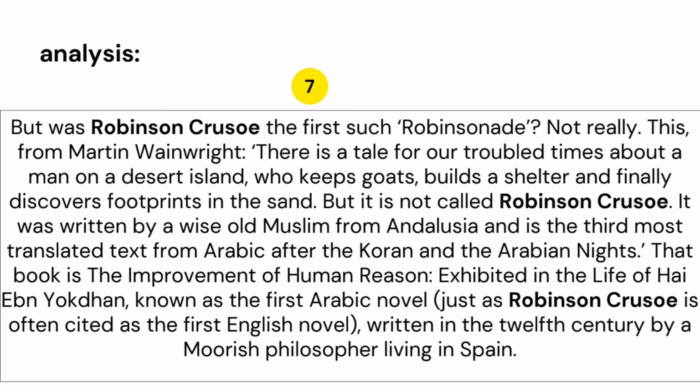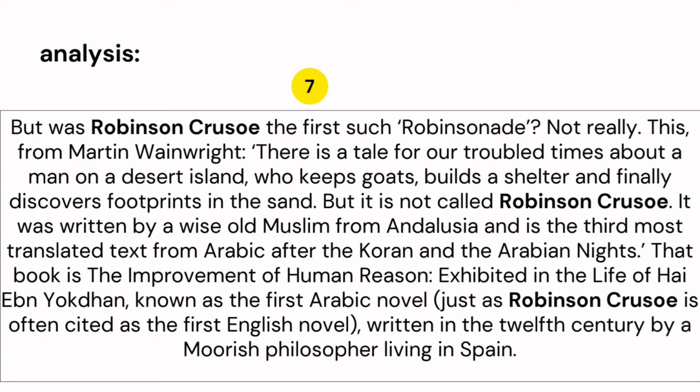But was Robinson Crusoe the first such Robinsonade? Not really. This, from Martin Wainwright. There is a tale for our troubled times about a man on a desert island, who keeps goats, builds a shelter and finally discovers footprints in the sand. But it is not called Robinson Crusoe. It was written by a wise old Muslim from Andalusia and is the third most translated text from Arabic after the Quran and the Arabian Nights.